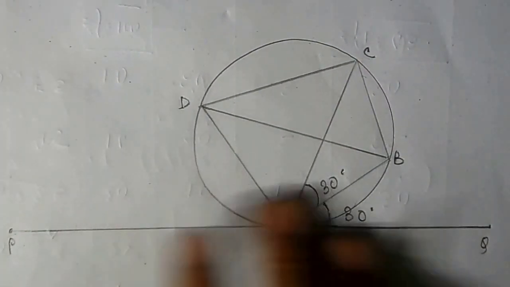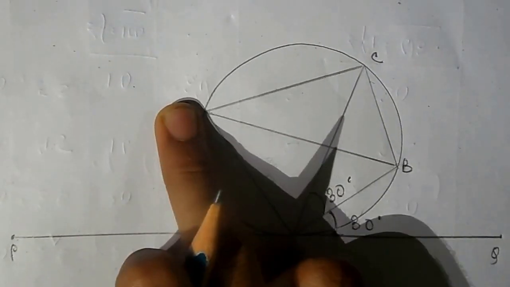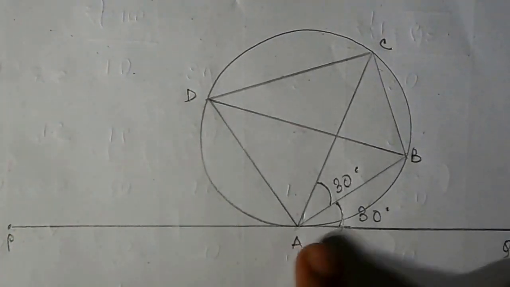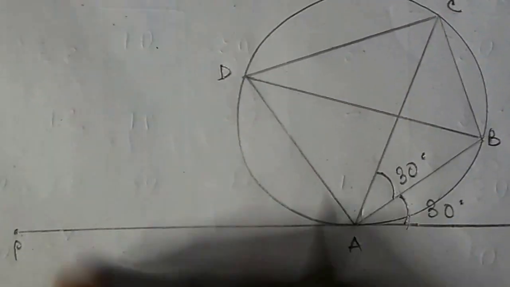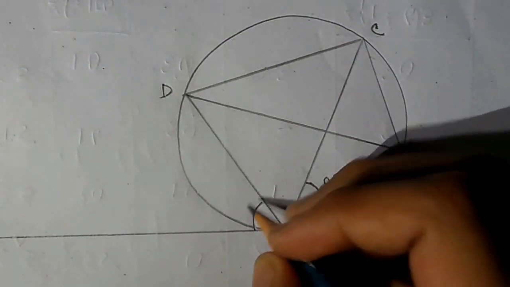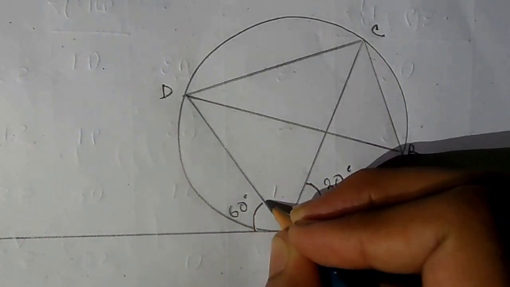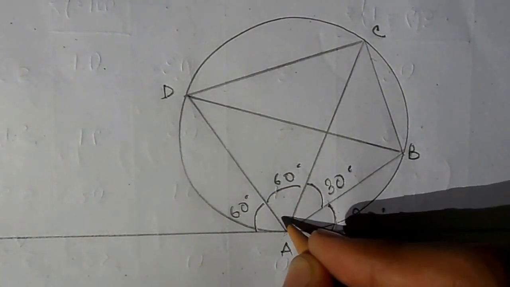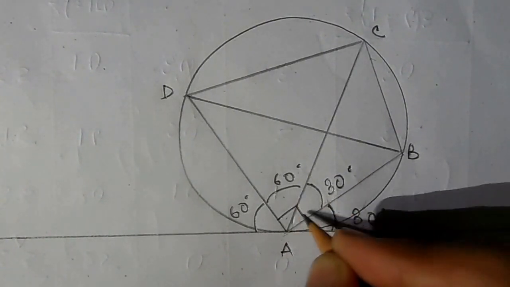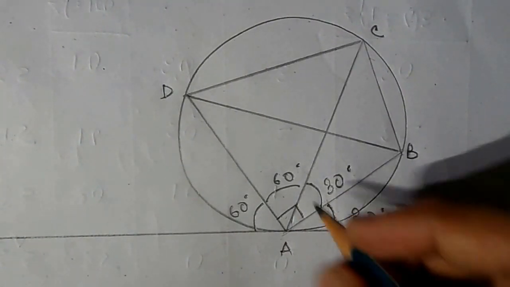And it has also been given that AD is the bisector of angle PAC. So this angle DAP will equal angle CAP. So if this is 180 degrees in total, this will be 60 degrees. This will be 60 degrees. Now angle DAB equals 60 plus 30, that equals 90 degrees.